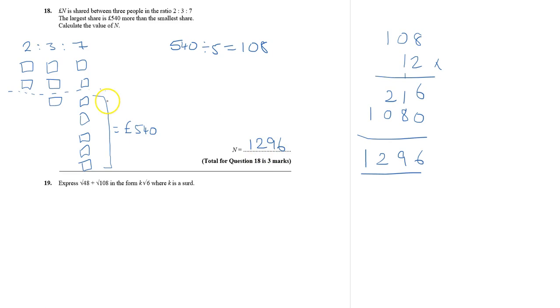Okay, so again, drawing some boxes, looking at the difference between them. So this is the smallest, this is the largest. 5 boxes is the difference. That must be what £540 is. You can work out 1 by doing 540 divided by 5. And then once you know what 1 box is, you can work out what the total is by multiplying. If it had asked you for what the middle one is or for what the smallest one is, etc., by using this method, once you know what 1 box is, you can work out individual parts or the whole amount as required.